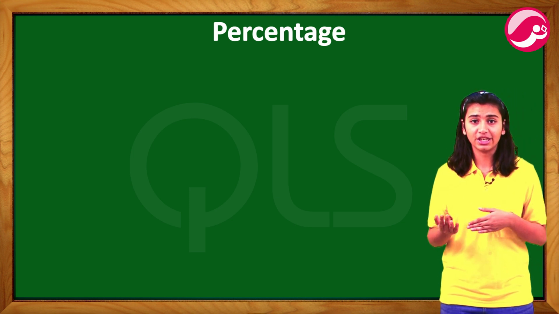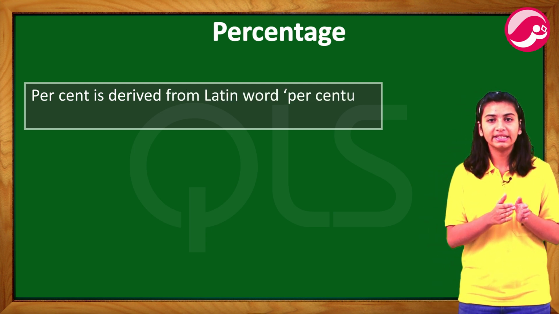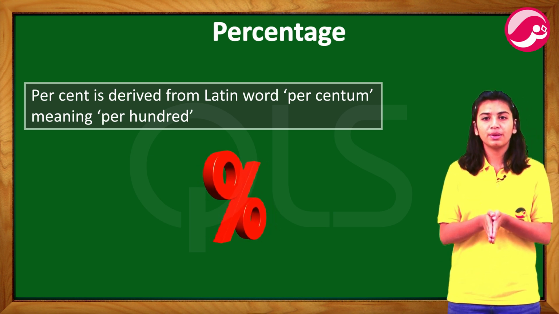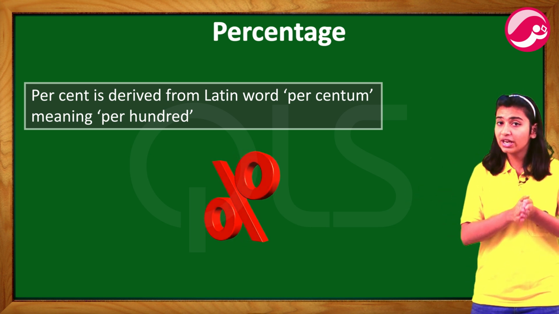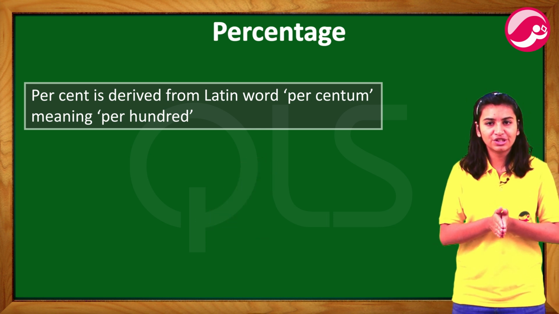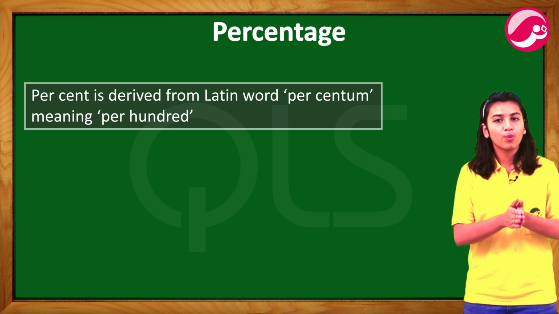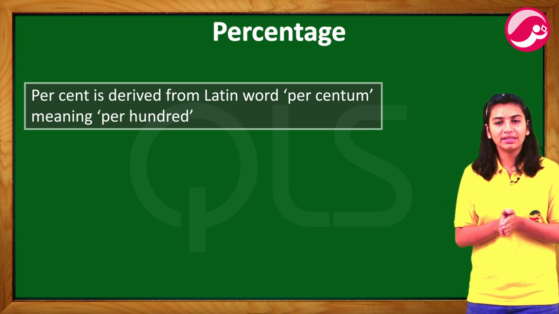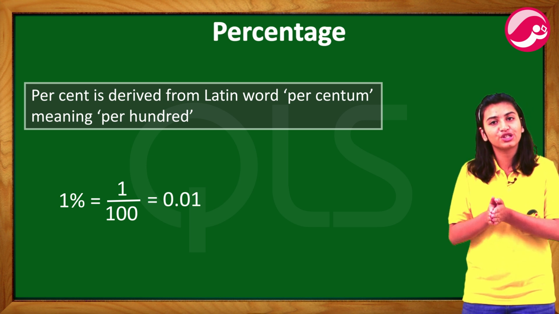Meaning of percentage. Percent is derived from a Latin word per centum, meaning per hundred. Now percent is represented by this symbol, which is very common to us as we have been seeing our results for years now. Percent means hundredth, that is 1% means 1 out of 100 or 1/100th. It can also be written as 1% is equal to 1 by 100 is equal to 0.01.